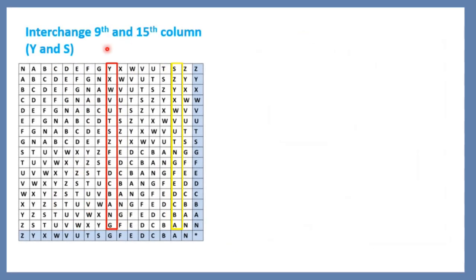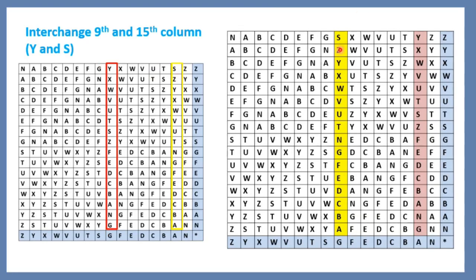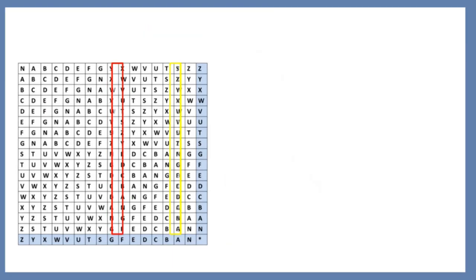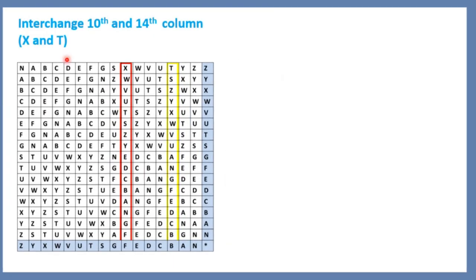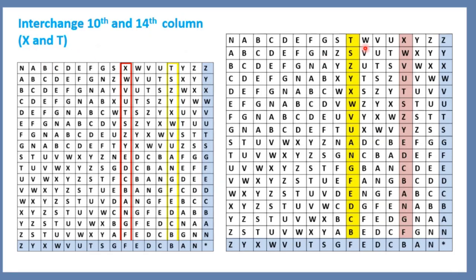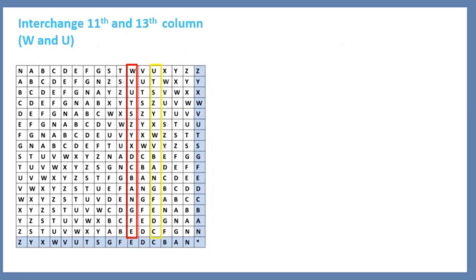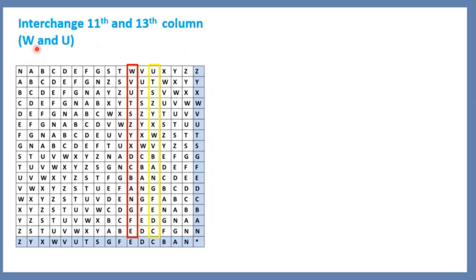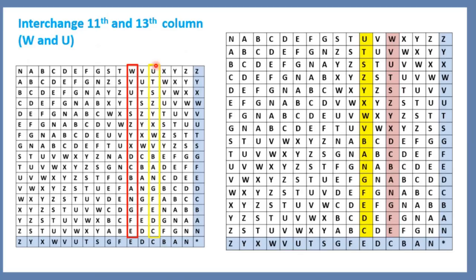Then interchange the Y and S column. So S is now at the 9th column while the Y is now at the 15th column. Then next, interchange the 10th column and the 14th column, or the X and T column. So T is now at the 10th column while X is now at the 14th column. Then next, let's interchange the W and U column. So U is now at the 11th column while W is now at the 13th column.